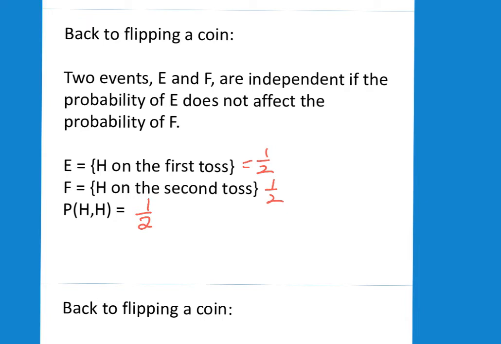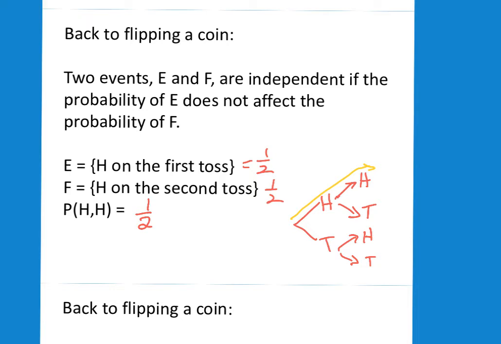We could draw a diagram, right? There's the first toss, heads and tails. We flipped heads first. For the second coin, we could have heads or tails. If we flip tails first, our next flip could still be heads, or it could be tails again. They're completely independent.